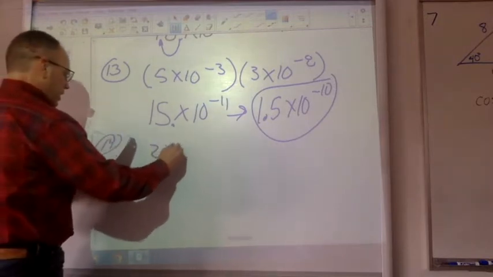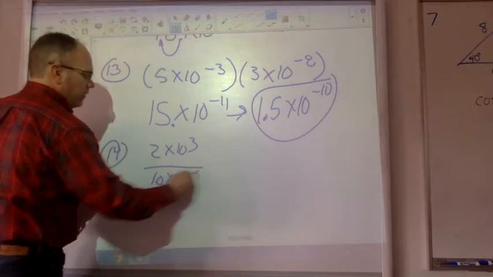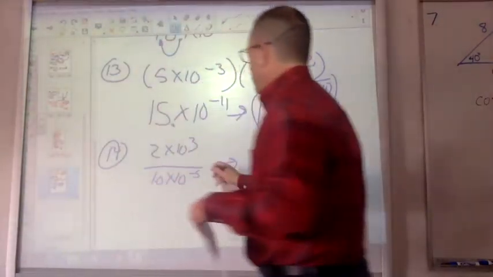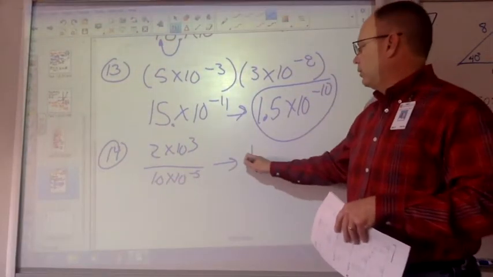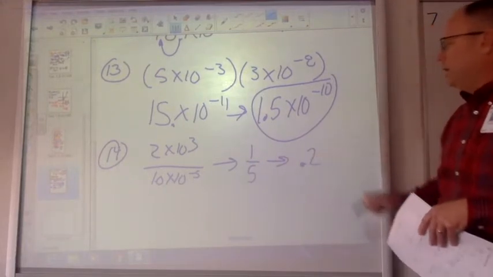2 times 10 to the third over 10 times 10 to the negative 5. 2 over 10 is the same thing as 1 over 5. 1 over 5 is the same thing as 0.2. Agree?